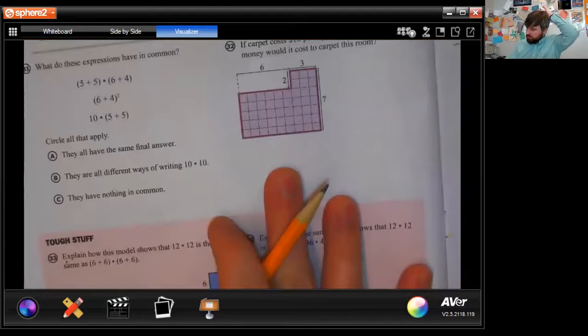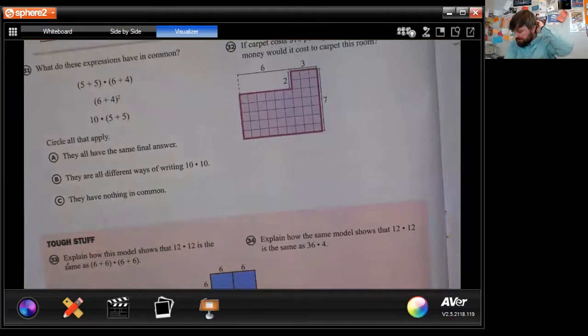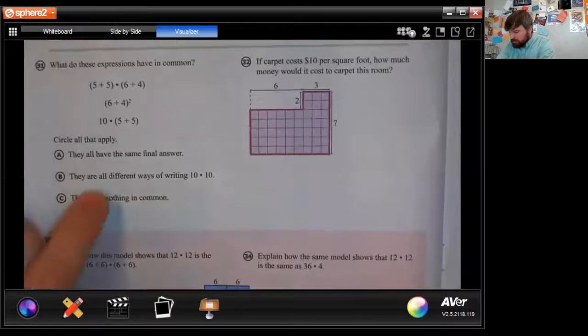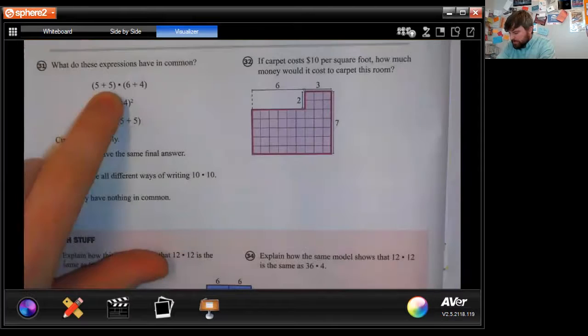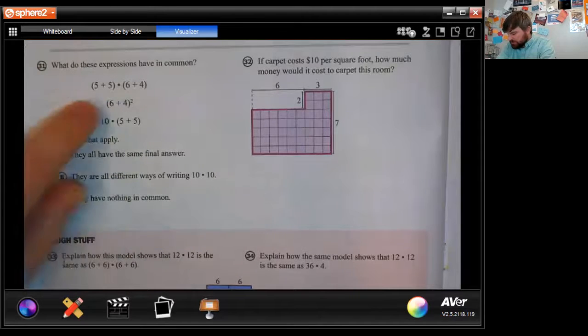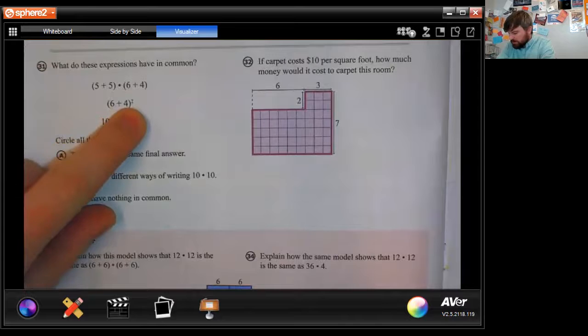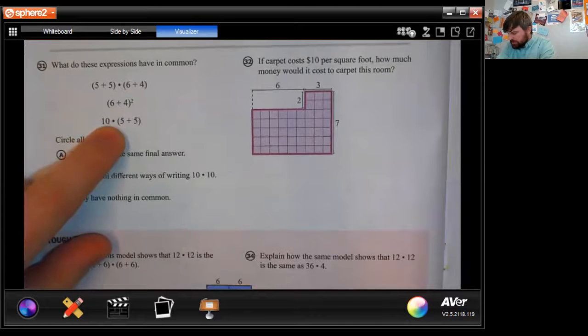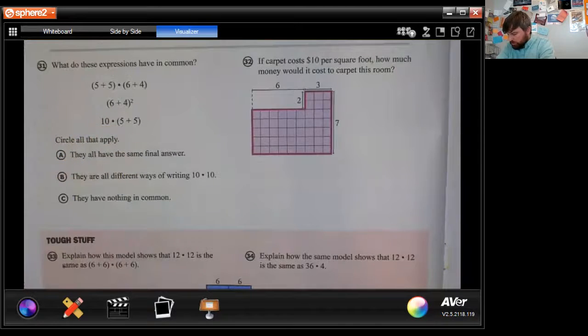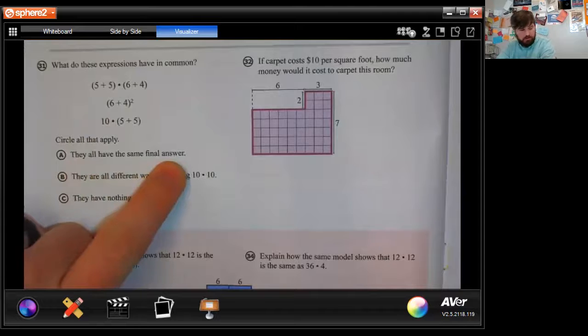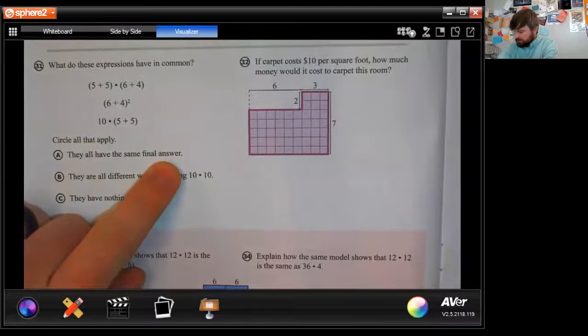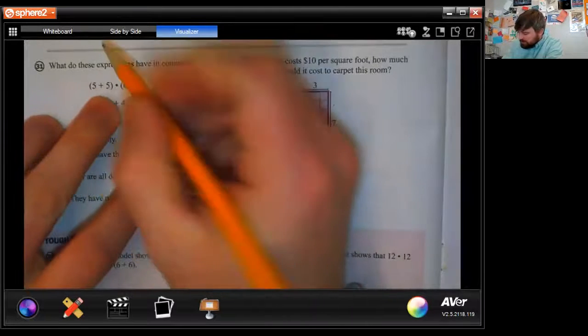Okay, number 31. What do these expressions have in common? It says circle all that apply. So you got 5 plus 5 times 6 plus 4, 6 plus 4 squared, and 10 times 5 plus 5. Number one, they all have the same final answer. So I guess we're going to have to find the final answer here. So 5 plus 5 is 10.